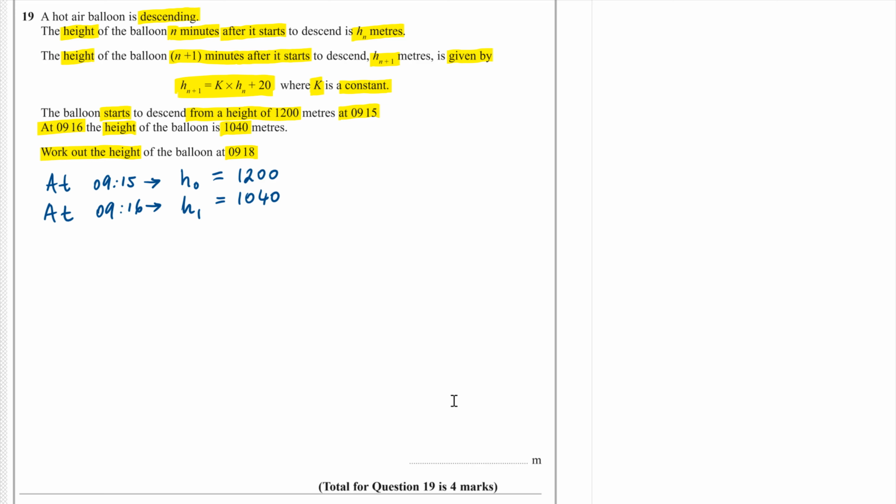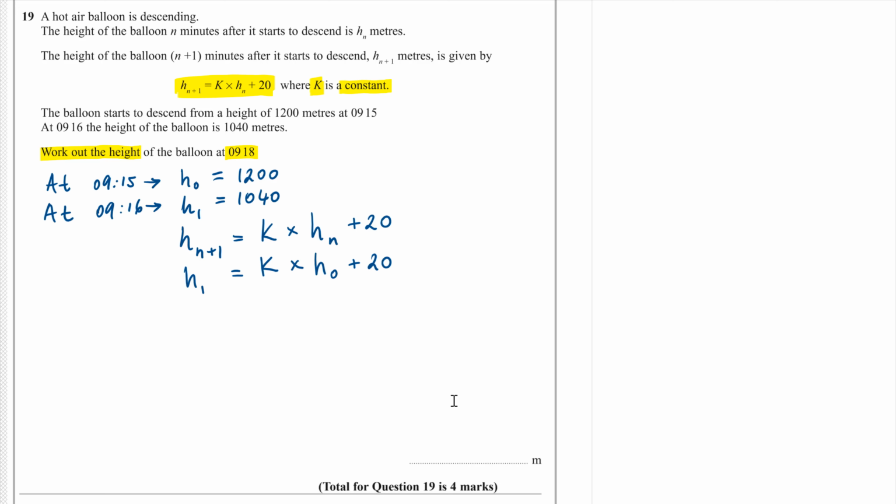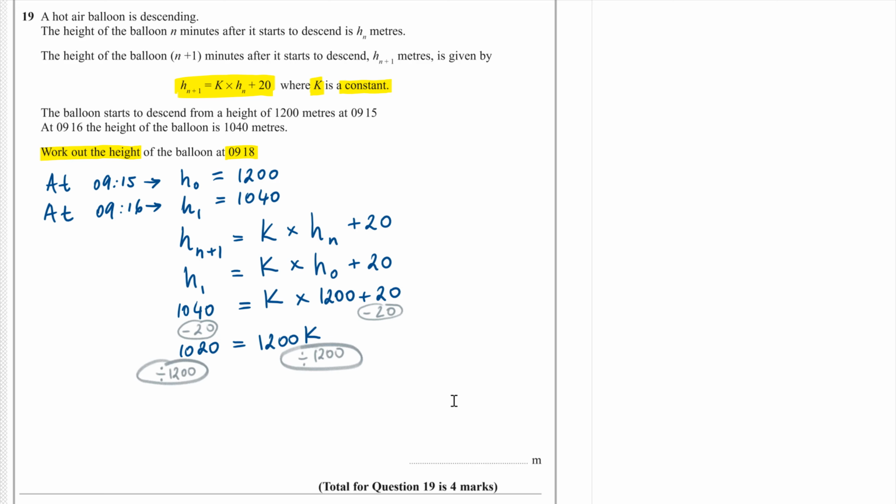The recurring formula for the height is given by h(n+1) equals k times hn plus 20. Replacing n by 0, we have h1 equals k times h0 plus 20. The h1 is 1040. This is equal to a constant k times the h0, which is 1200, plus 20. Subtracting 20 from both sides gives us 1020 equals 1200k. Dividing by 1200, 0.85 is equal to k.